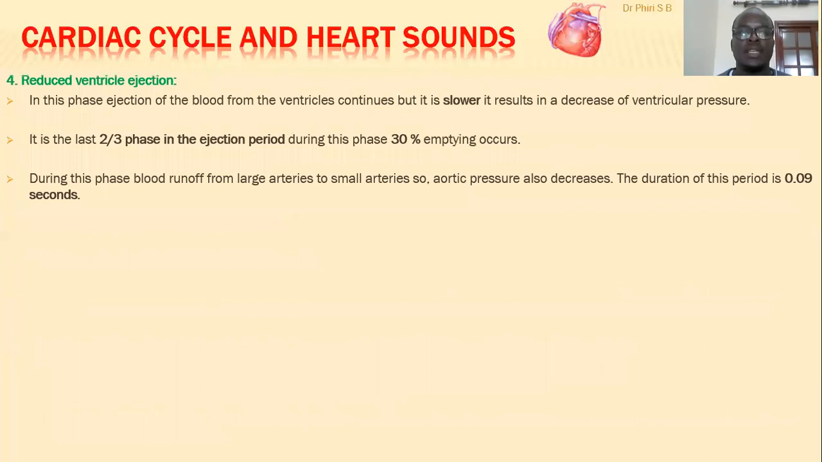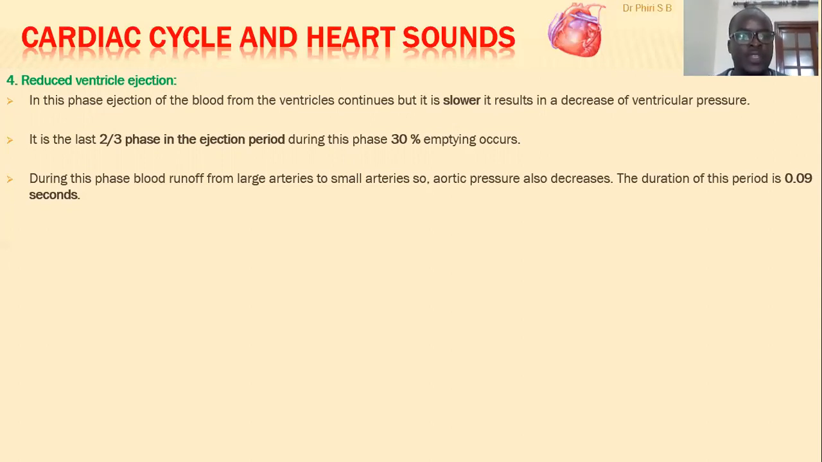So a bit of information on reduced ventricular ejection. In this phase, ejection of blood from the ventricles continues, but it is slower. It results in a decrease of ventricular pressure. So the ventricular pressure will start reducing, which brings about reduced ventricular ejection. It is the last two-third phase in the ejection period. During this phase, about 30% emptying occurs. So now 70 plus 30 will give you the total 100% ejection.